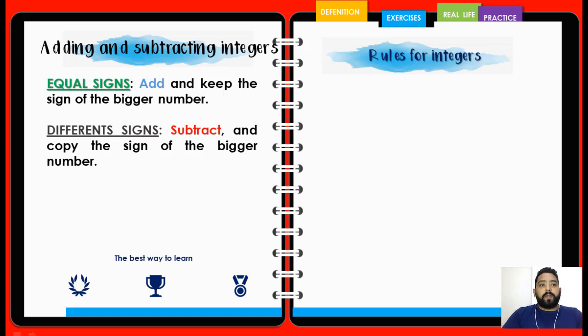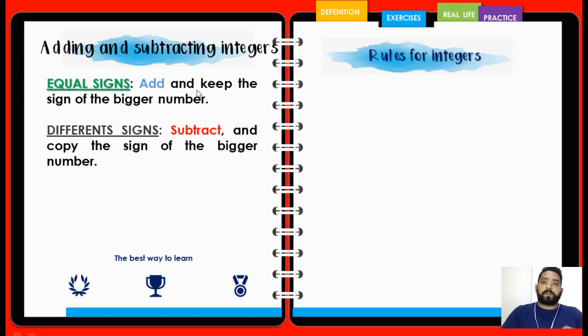As you already know, integers are the numbers that we have: positive, negative, and zero. We can locate the integers on the number line. We have zero in the middle, which is called the origin. To the left we have the negative numbers, and to the right we have the positive numbers.